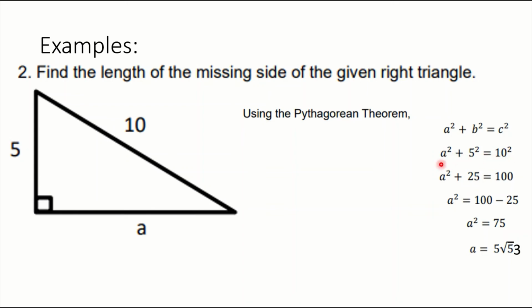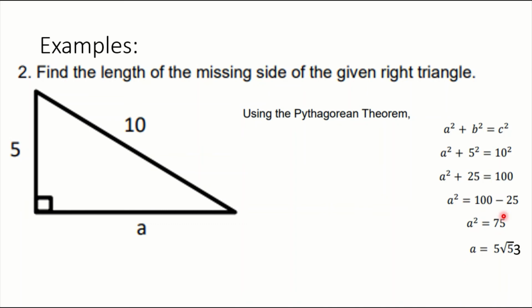Saan galing yung 5 and 10? Dito po sa given. Next, a squared is equal to 25. a squared plus 25 is equal to 100. And transpose natin yung 25, it will become negative 25. Then minus natin 75, no? Then i-extract natin siya, extract by extracting square root. Square root of a squared is equal to square root of 75.